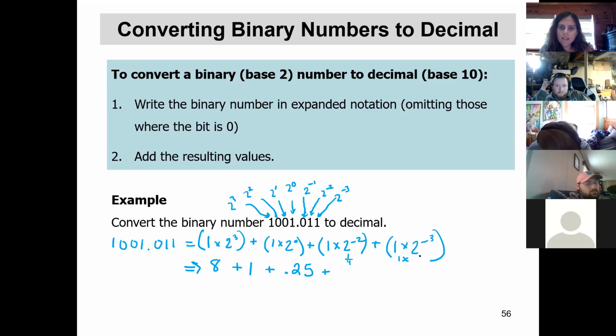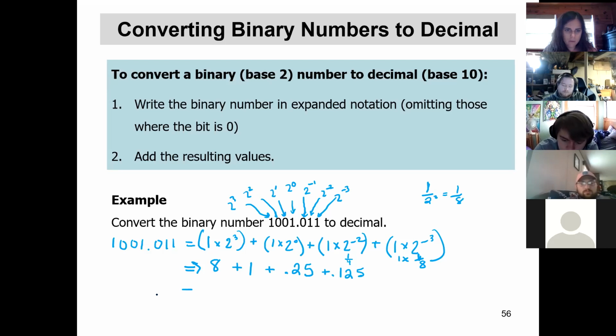Plus 1 times an eighth. 1 over 2 cubed is 1 over 8. So we have 1 times an eighth. An eighth as a decimal is 0.125. So we'll add these. Well, 8 plus 1, that's 9. That's easy to add. And then 0.25 and 0.125 is 0.375. So 9.375 is this binary number converted to decimal. Questions on that?